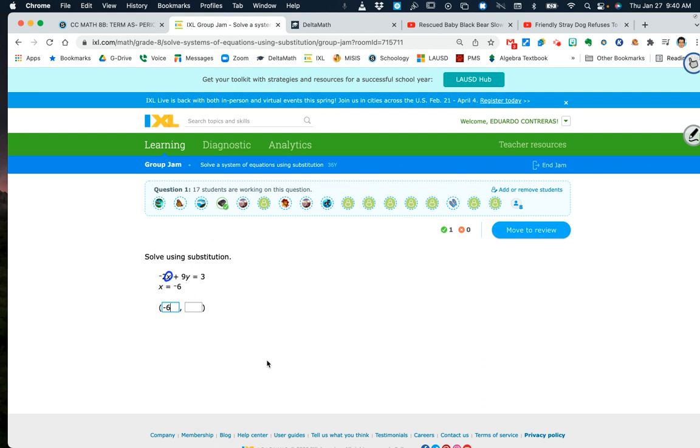So we're going to write this equation as negative 2, but instead of x, we'll put in negative 6, and then the rest of the equation. There it is. Okay, so now let's just work this out. We have to multiply negative 2 times negative 6. So that's going to give us positive 12 plus 9y equals 3.